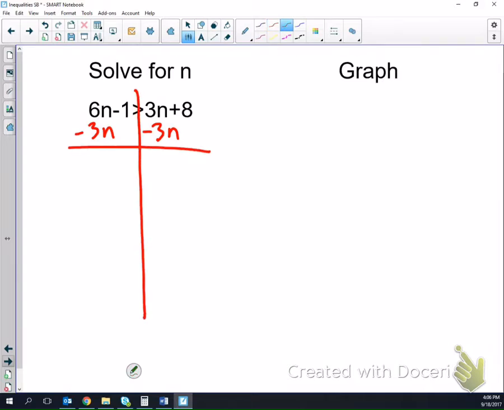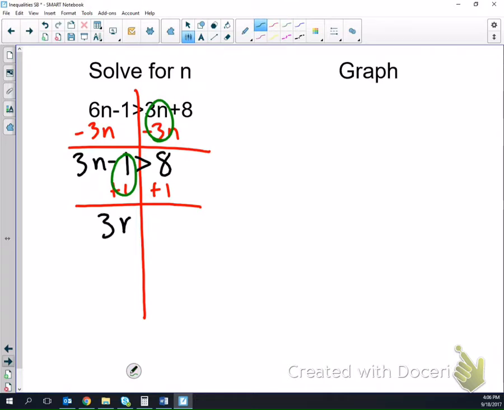So my 3n minus 3n, that's a 0. So I'm going to have 3n minus 1. 0 plus 8 is just 8. Same symbol. All right, now plus the 1, plus the 1. Negative 1 and 1 is a 0, so 3n minus 0 is just 3n is greater than 9. Final step, divide by 3, and n is greater than 3.